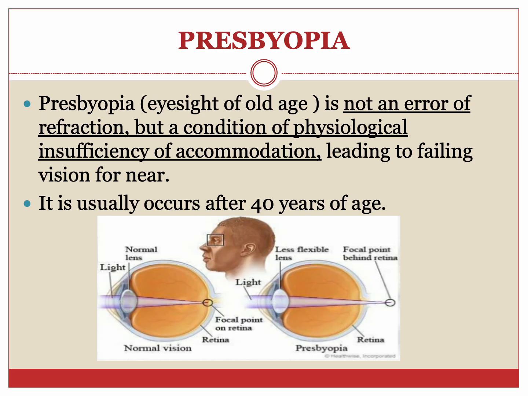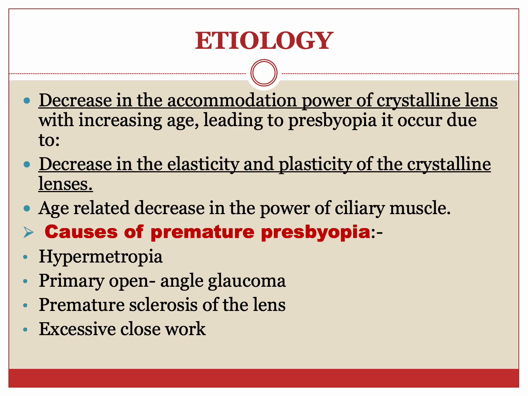that is presbyopia. And one thing you need to remember from this is that presbyopia is not an error of refraction, but a condition of physiological insufficiency of accommodation which leads to failing of near vision. It usually occurs after 40 years of age. Okay? It happens due to a decrease in the accommodation power of the crystalline lens with increasing age, due to decrease in elasticity and plasticity of the crystalline lens. There is an age-related decrease in the power of the ciliary muscles as well, which also contributes to this.